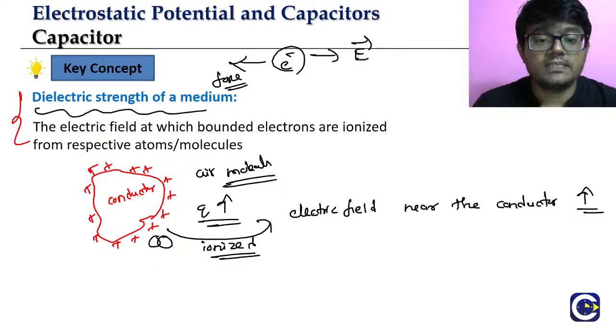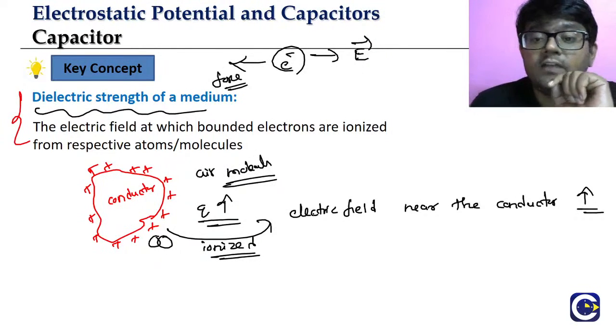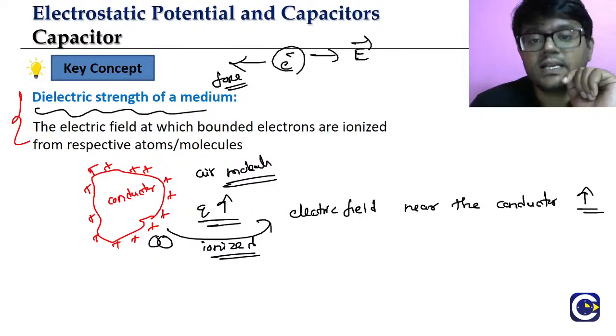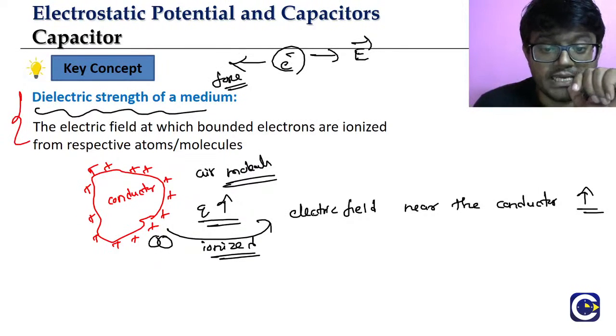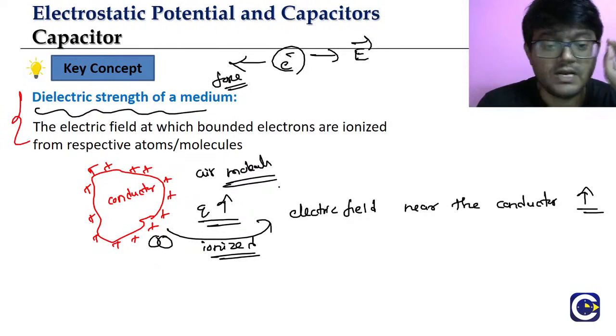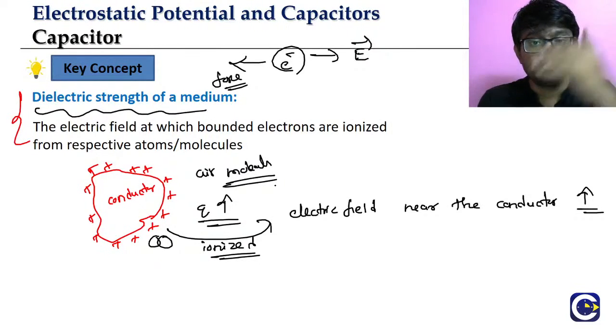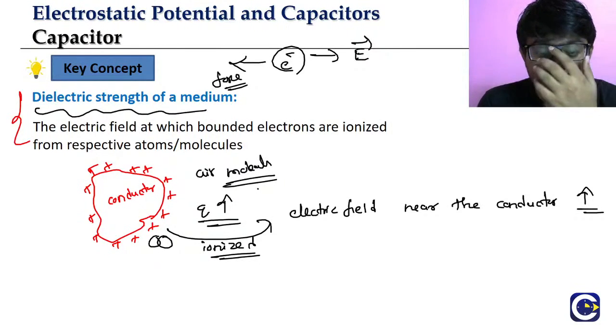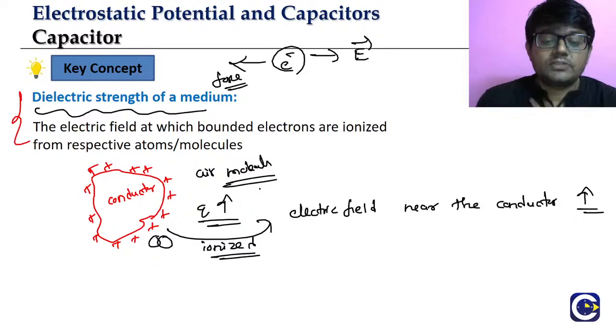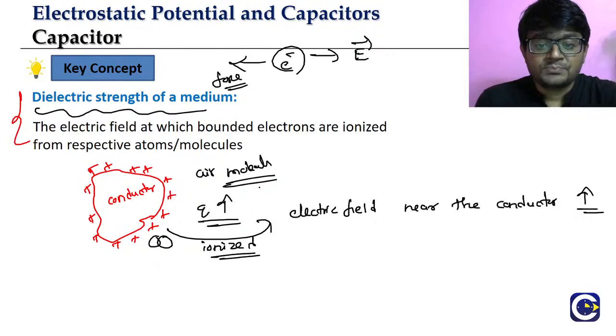So what is that corresponding field value called? The dielectric strength of the medium. That is called the dielectric strength. When you look at a lightning strike, what is actually happening when the charge from the clouds reaches the surface of the earth?